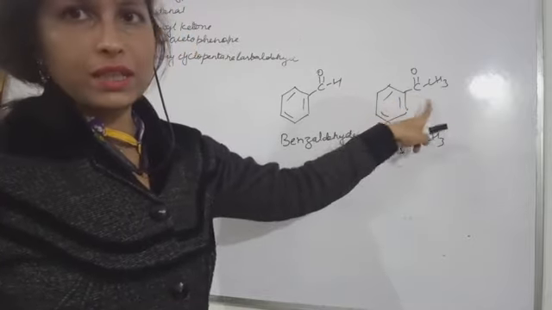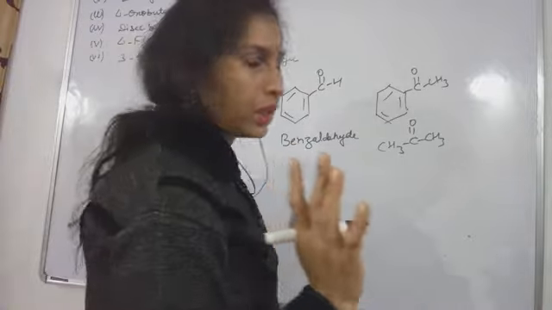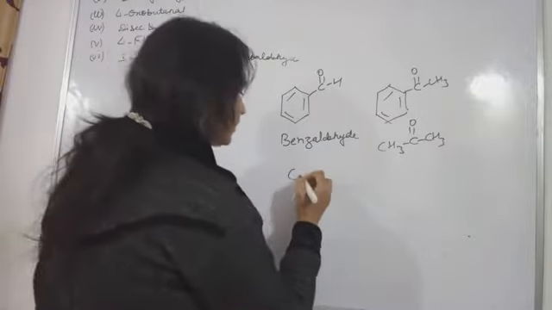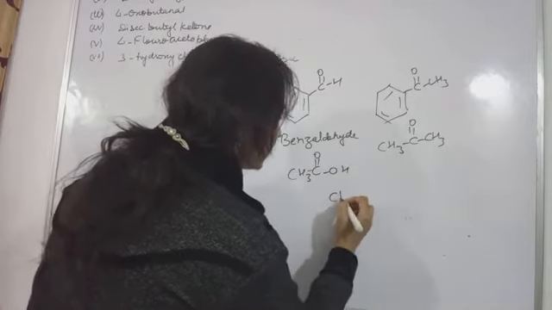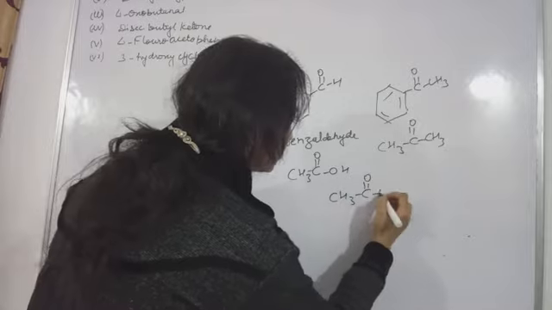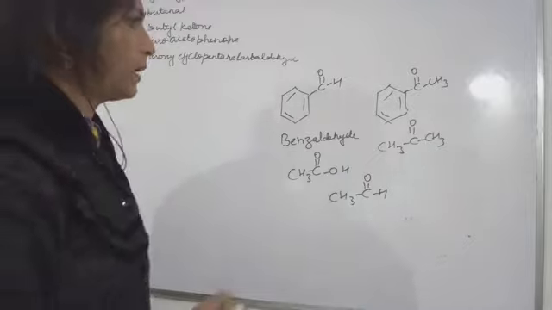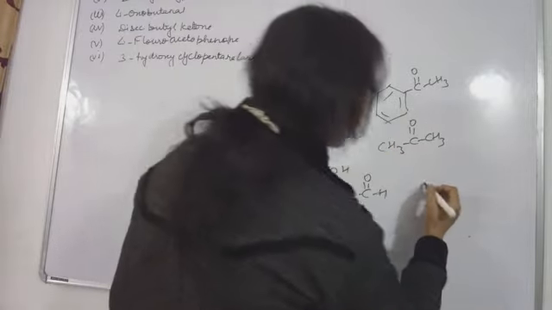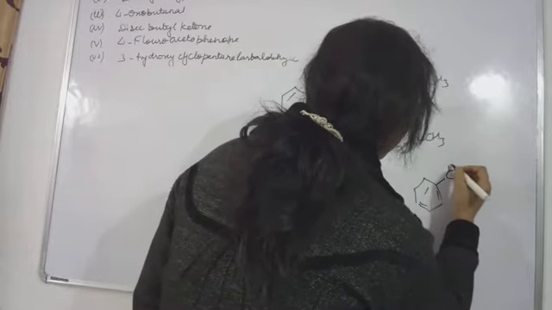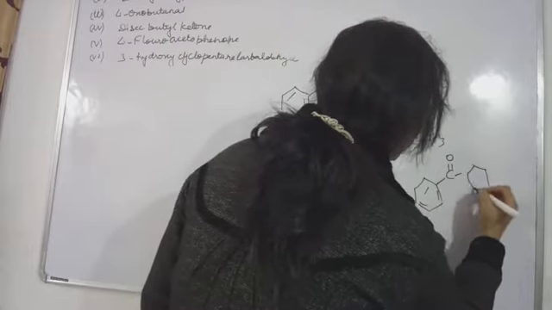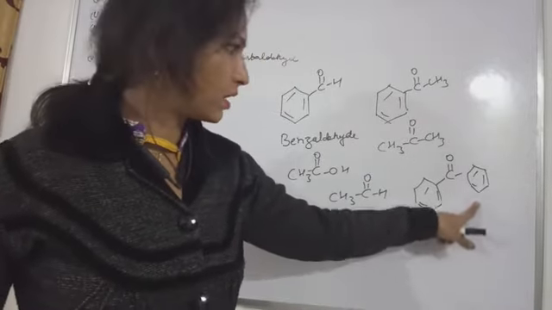Now acetaldehyde, which we have seen. This is CH3COOH, acetic acid. Then CH3CHO, this is acetaldehyde. Then acetone I wrote here. Benzophenone: if you are asked to write benzophenone, what will the structure be? See, benzophenone means a benzene ring on both sides. Hope you can see the structure.